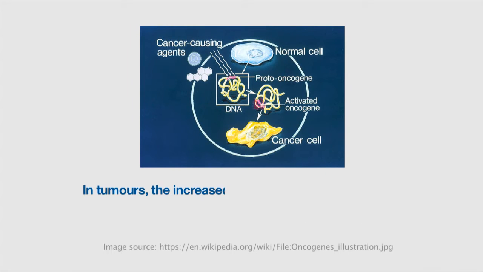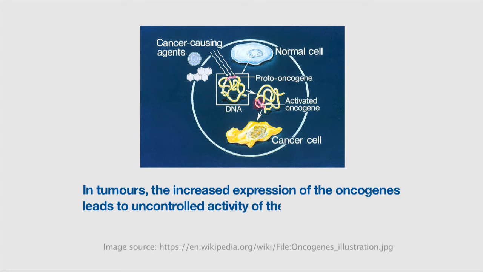In tumors, the increased expression of the oncogenes leads to uncontrolled activity of the oncogene-encoded proteins. On the other hand, the tumor suppressor genes aid to inhibit cell proliferation and tumor development. In tumors, therefore, the tumor suppressor genes are usually lost or inactivated, resulting in uncontrolled cell proliferation. Let us now take up oncogenes.